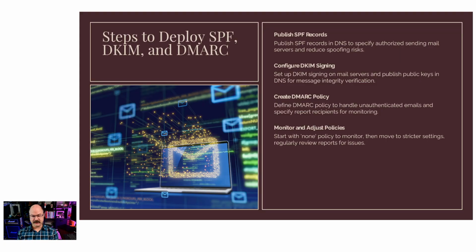Next, you want to configure DKIM signing on the mail servers and publish the corresponding public keys in DNS. Finally, you should create a DMARC policy that defines how to handle unauthenticated messages and where to send those reports. So it's advisable to start with a none policy to monitor authentication results before moving to stricter policies like quarantine or reject. Regularly reviewing your DMARC reports helps identify issues and unauthorized senders. Proper implementation and ongoing monitoring are essential in maintaining effective email security.